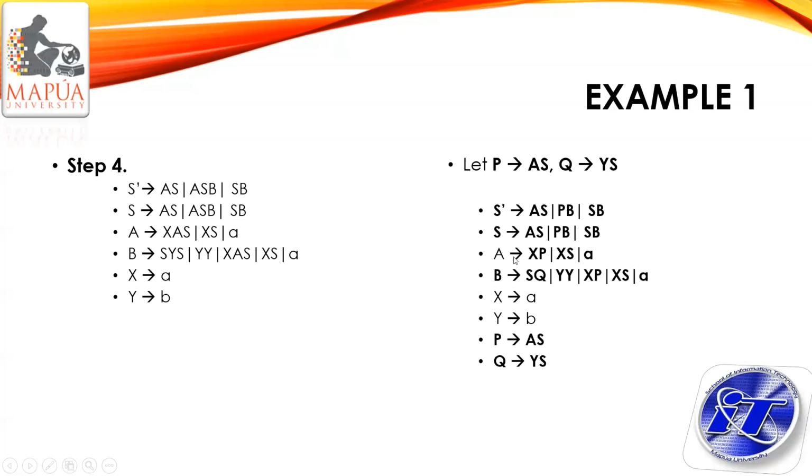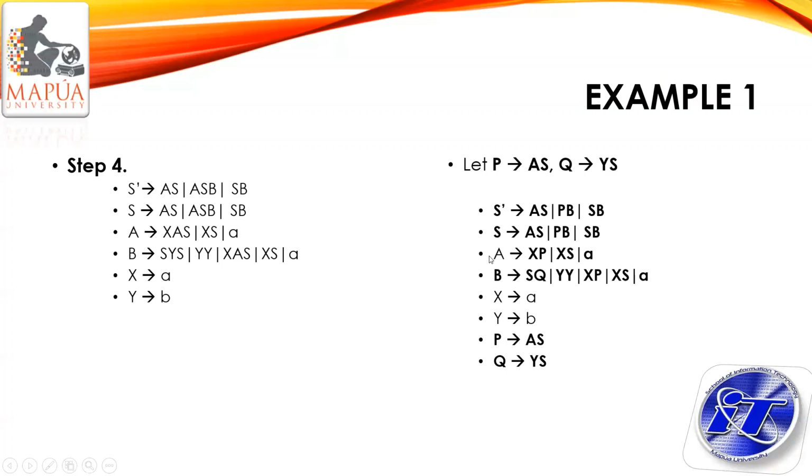So we have XP. Okay, and then the fourth rule, we have SYS. So YS will be replaced by Q. So now we have SQ. And then we have YY. And then XAS. AS will be replaced by P. So we have XP. Then XS and A. And then copy the X and Y. And the new production rule should be included on our CFG or CNF.